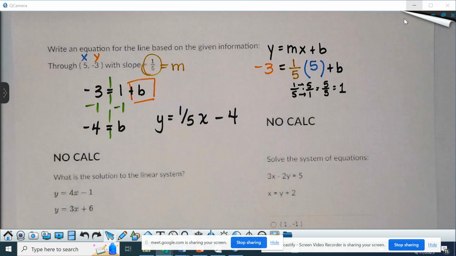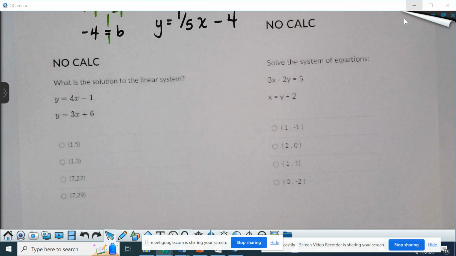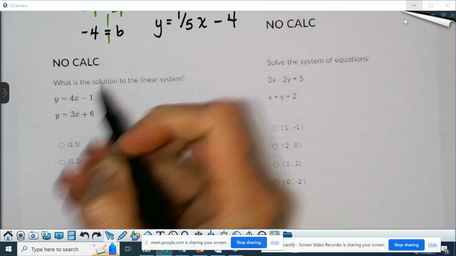So the other two, again, are non-calculator active, exactly like the inequalities, except now we have systems. You can plug in the equations. You can plug in your coordinates and check to see if they make both of them true. But easier is when they're in y equals form, set them equal to each other.